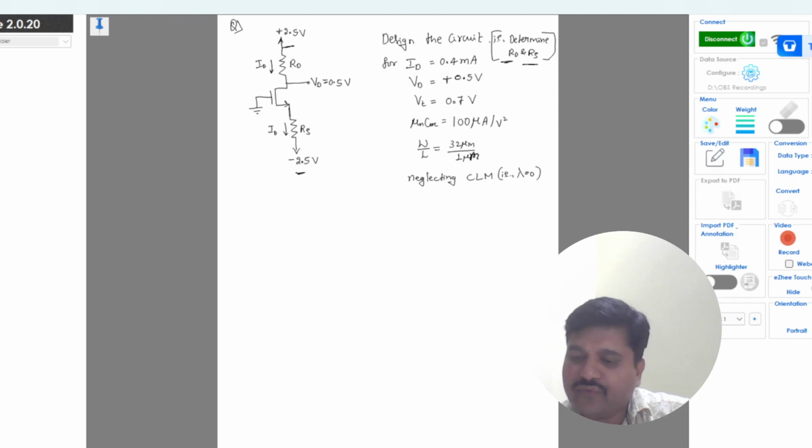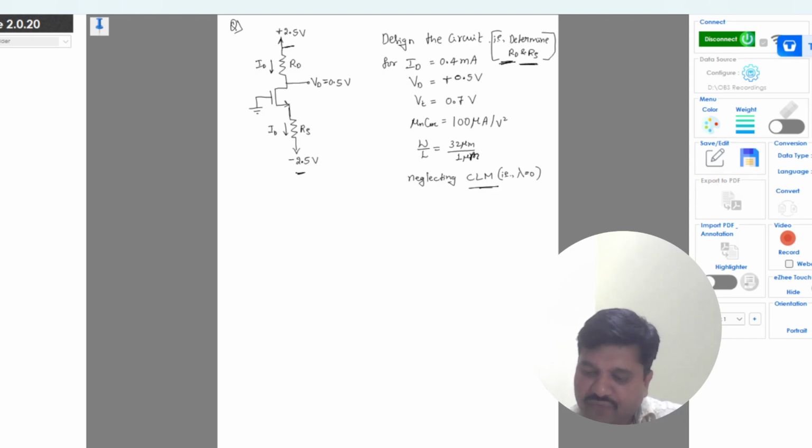For the current of 0.4 milliamps, the drain voltage is given, the threshold voltage of the device is given, mu n Cox is given, and W by L is given. The condition they have given is to neglect channel length modulation. For this we need to find the value of RD and RS.